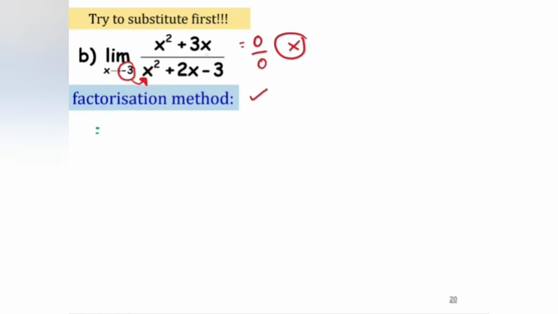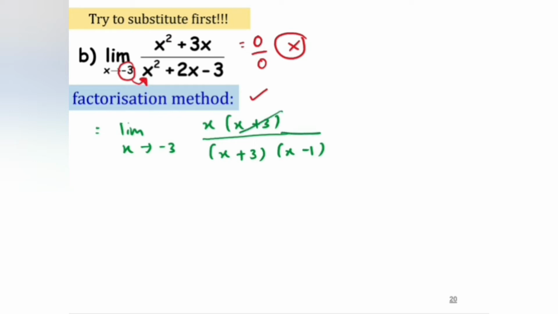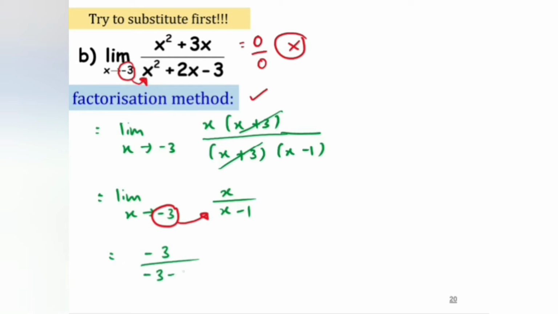If you look at the function, we can actually factorize the numerator and denominator. For the numerator, it will be x times x plus 3. For the denominator, it will be x plus 3 times x minus 1. Then we can cancel off the x plus 3, and you can simplify the function to x over x minus 1. Next step, substitute x into the function. You will get negative 3 over negative 3 minus 1, which is 3 over 4.